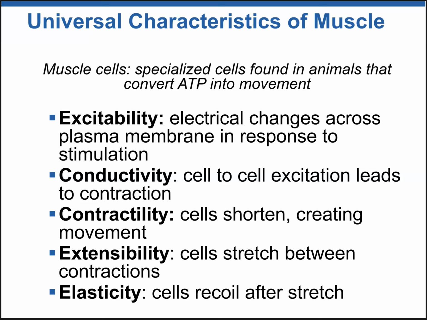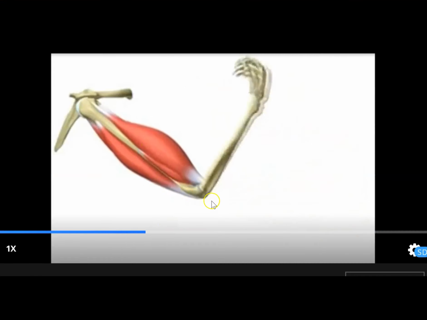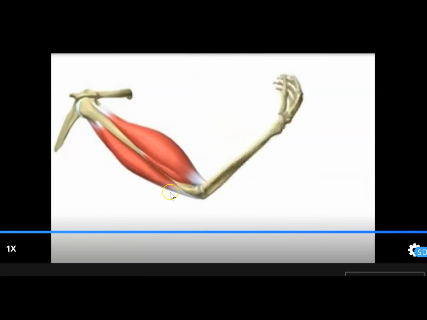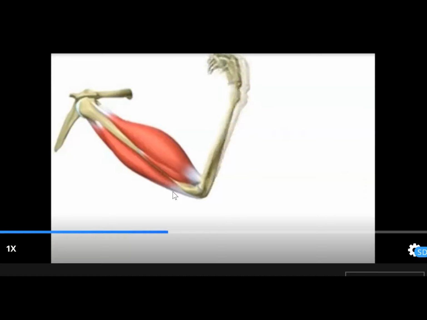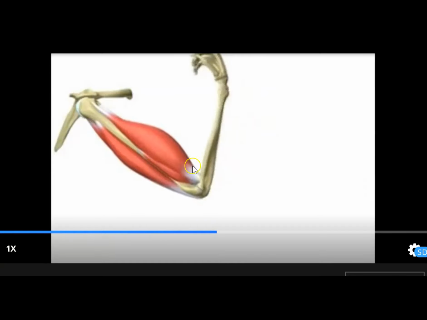Okay, so for instance, when you flex your elbow, you need to contract or shorten the biceps brachii muscle in order to cause movement. So let's take a look at the biceps brachii muscle so you can get a better understanding of what contractility is. So when you flex your elbow, you decrease the angle at the elbow joint.